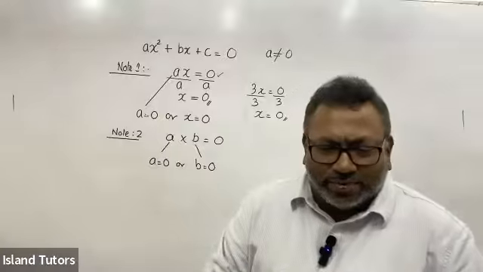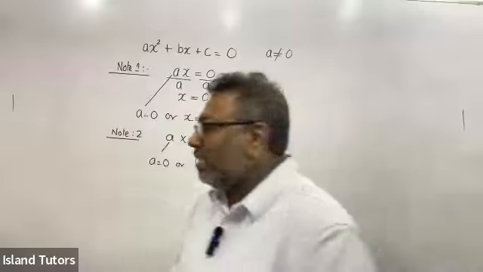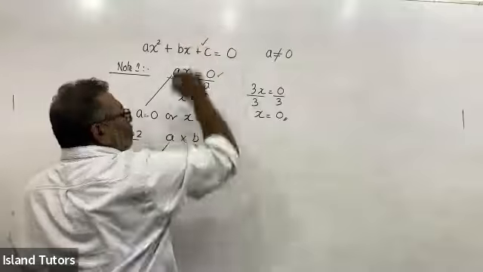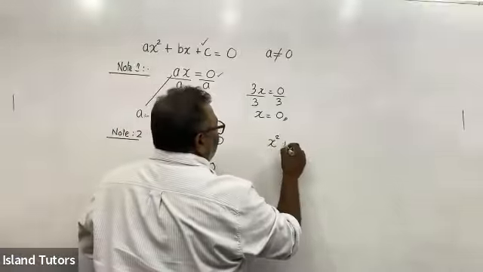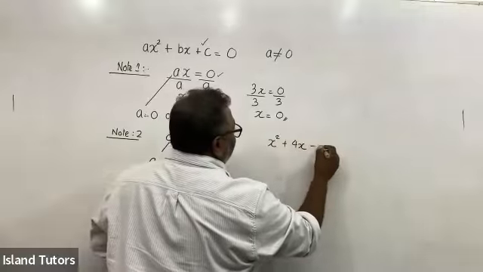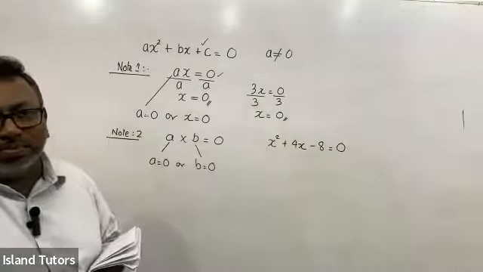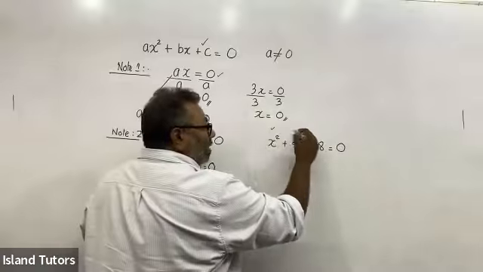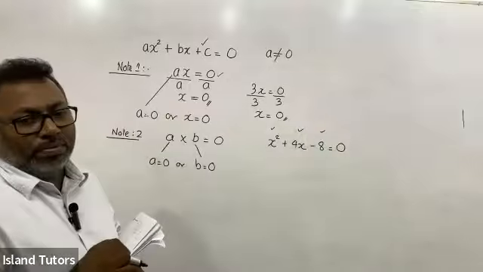So let's see the different types of quadratic equations. The first type of quadratic equation is in this form. What is that? X squared plus 4x minus 8 is equal to 0. That is your first type of quadratic equation. You have a square term, x term, and a constant.